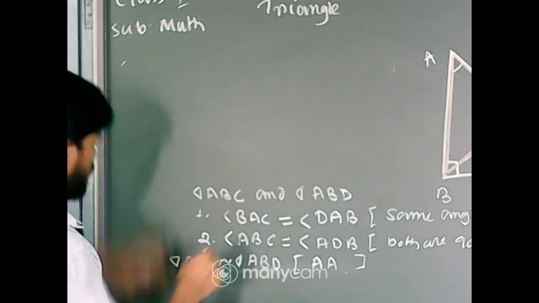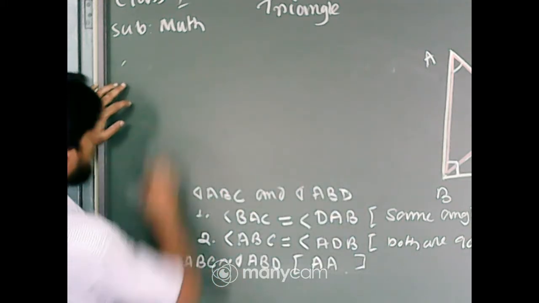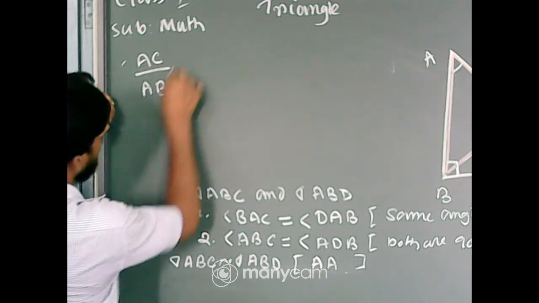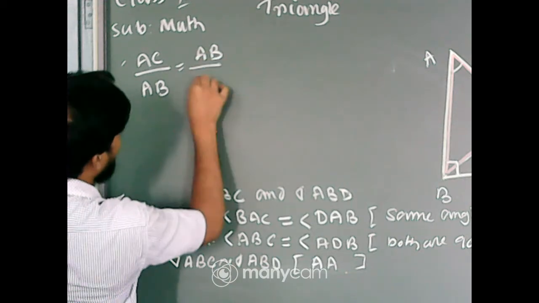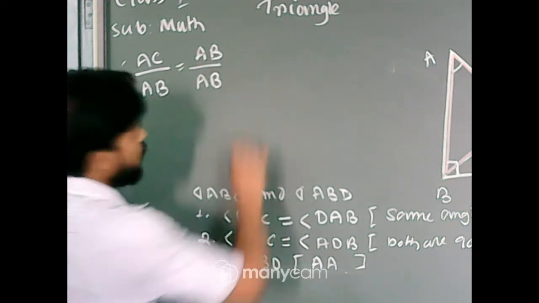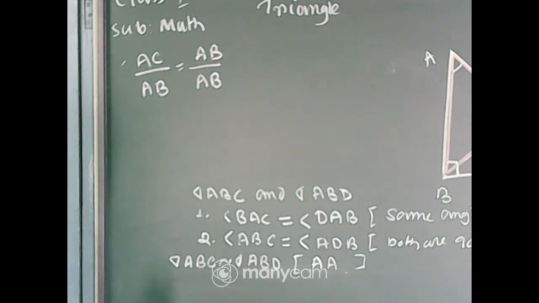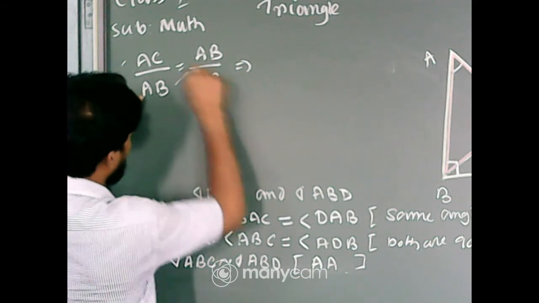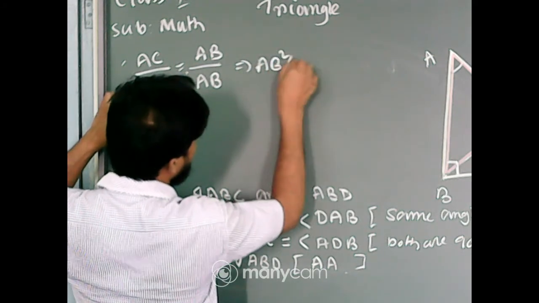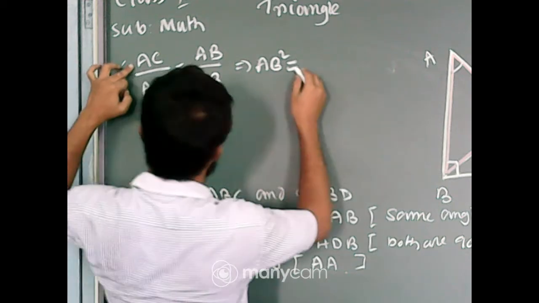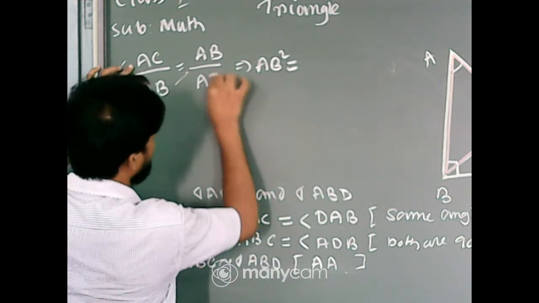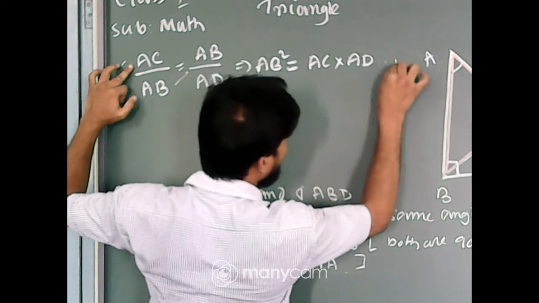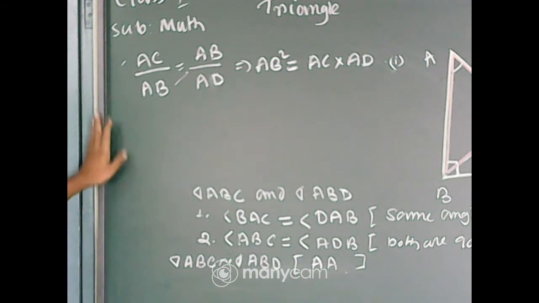So, as the triangles are similar to each other, we can write AC by AB is equal to AB by AD, because the corresponding sides of two similar triangles are in the same ratio. Now, if I do the cross multiplication, AB into AB, that is AB square, is equal to AC into AD. This is our equation number 1.